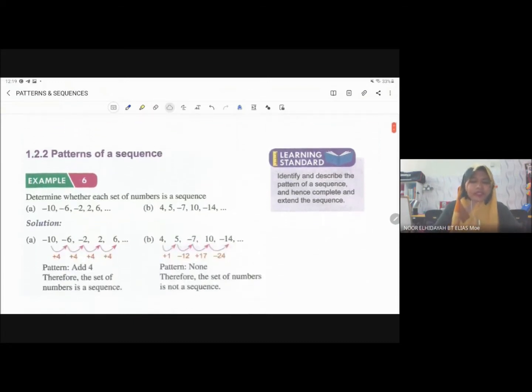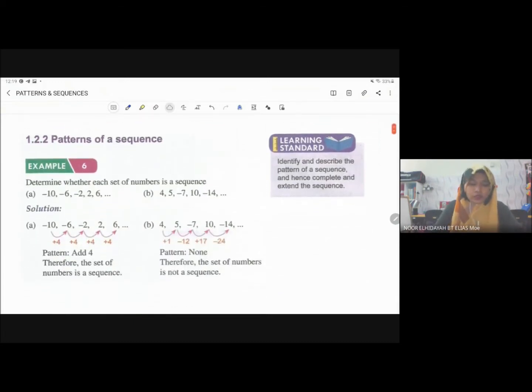Dalam 1.2.2, the learning standard is to identify and describe the patterns of sequence, and then you have to complete and extend the sequence. Jadi maksudnya di sini, before you want to complete the number sequence, the first thing you have to know is the pattern. Awak kena tahu apa dia pattern untuk list of number itu.